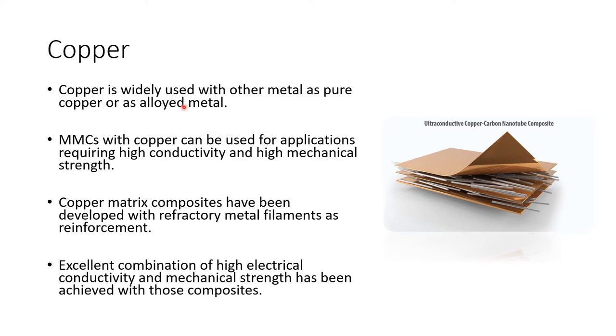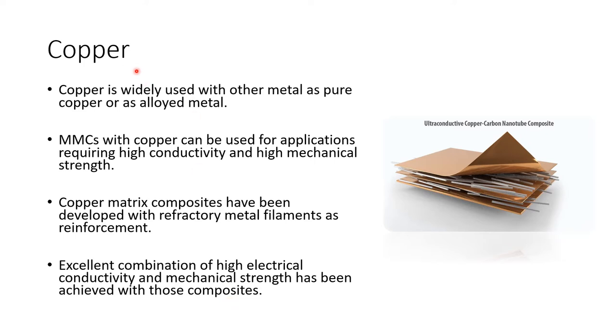Copper. We use copper everywhere. It's widely used as pure copper rather than as an alloy metal. Composites with copper can be used for applications requiring high conductivity and high mechanical strength. If you think about the electricity at your home, the electron flow is transported, right? Everywhere you go, you're going to see the posts, yeah? The electric lines, all that wire is copper, most of them are. Later on we replace it with silicon. Copper matrix composites have been developed with refractory metal filaments. An excellent combination of high electric conductivity and mechanical strength has been achieved with these composites.